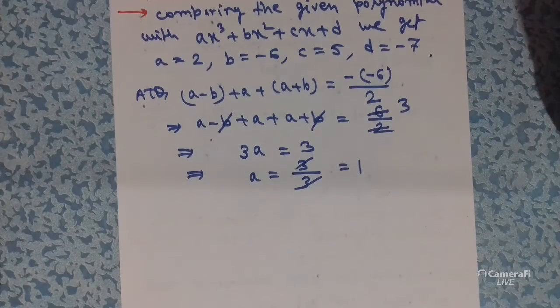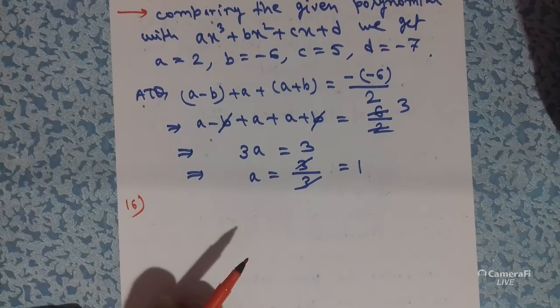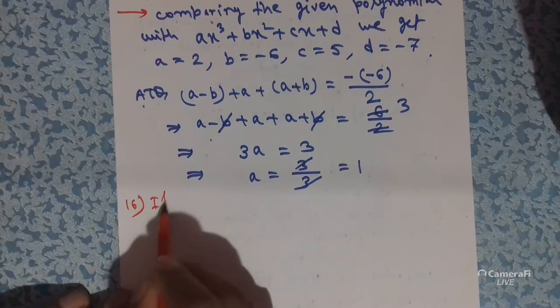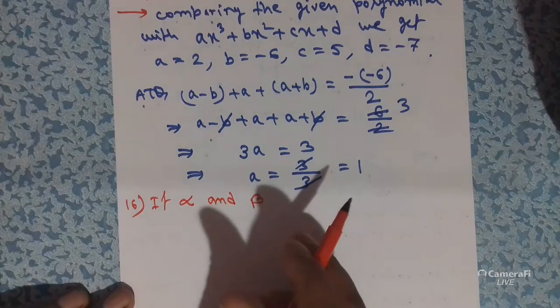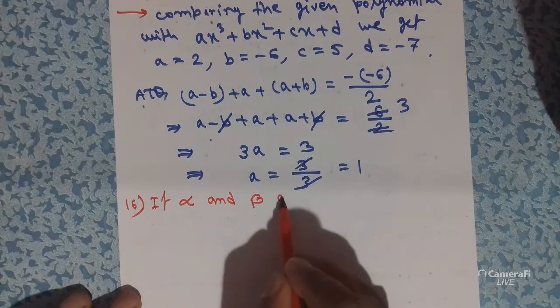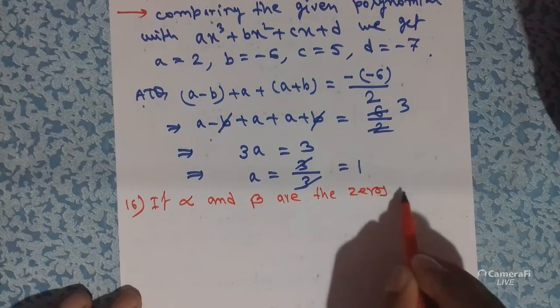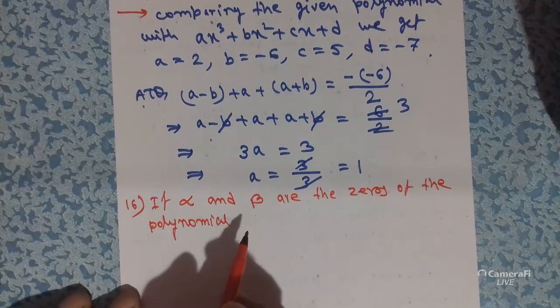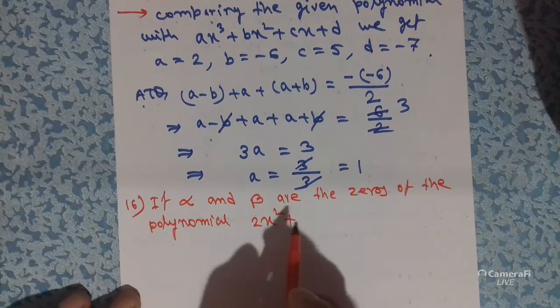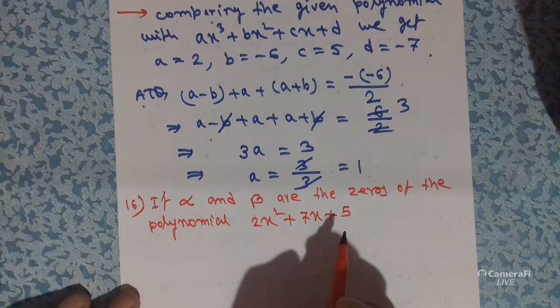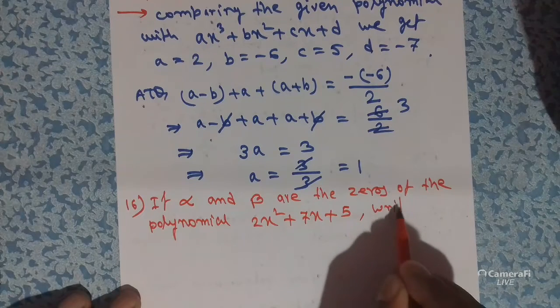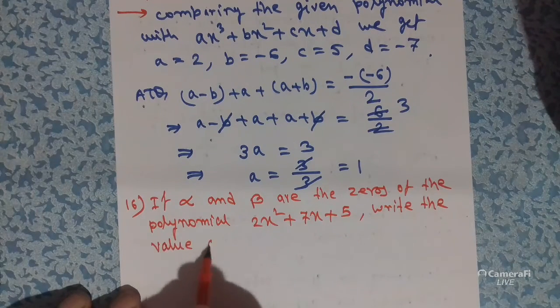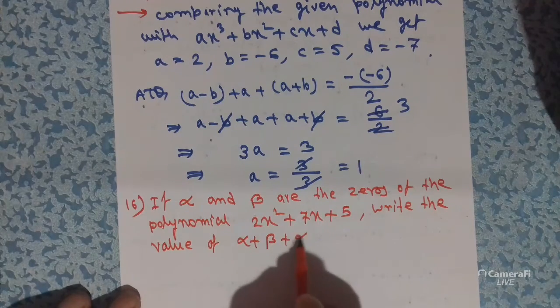I hope you understood. Next problem. The problem is, if alpha and beta are the zeros of the polynomial 2x square plus 7x plus 5, write the value of alpha plus beta plus alpha beta.